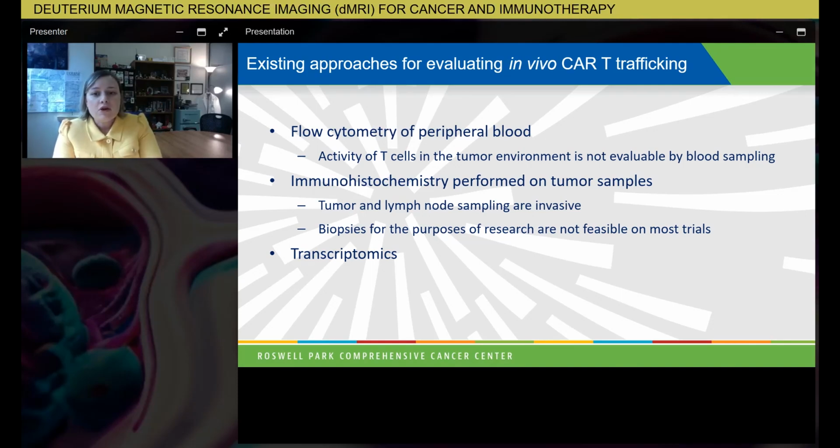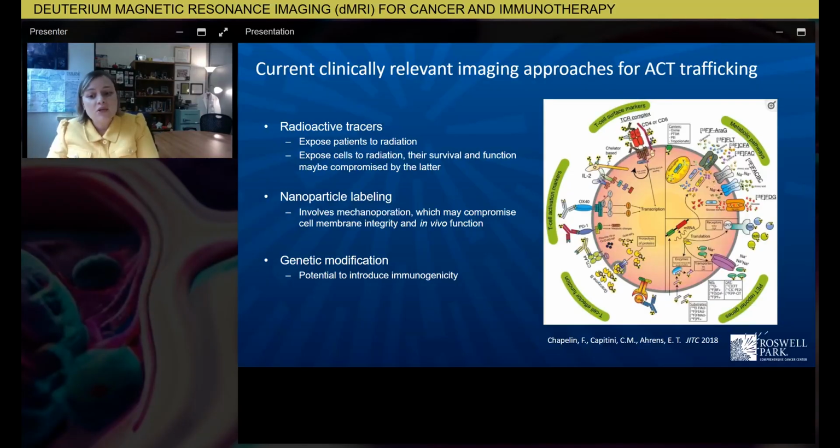So we currently look at CAR T cell trafficking really by looking at flow cytometry in peripheral blood. Well, that's fine for leukemias and lymphomas, but that doesn't actually work for solid tumors, right? Because we don't know, did your cell therapy make it to where it needs to go? You can perform immunohistochemistry on tumor samples, but then you have to rebiopsy the patients. That's not ideal.